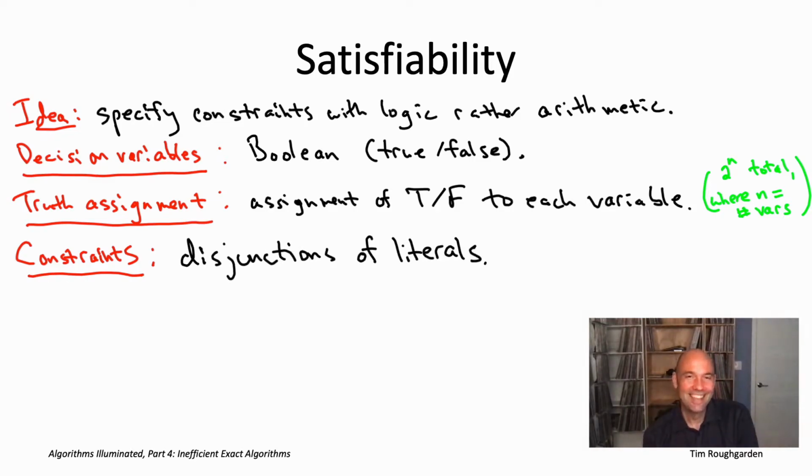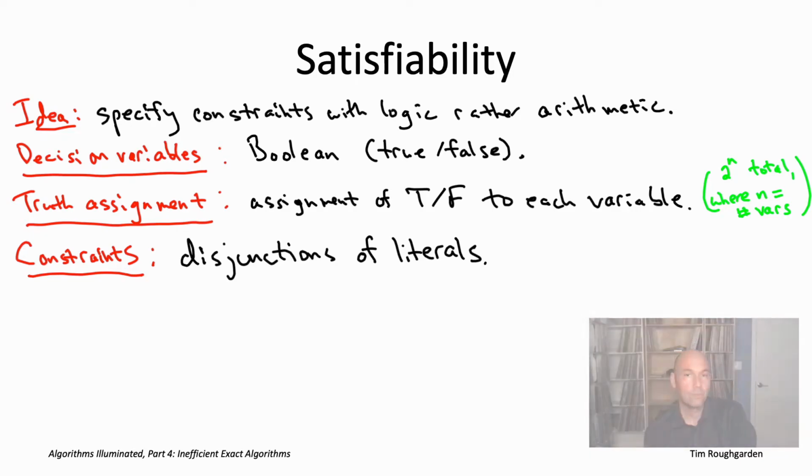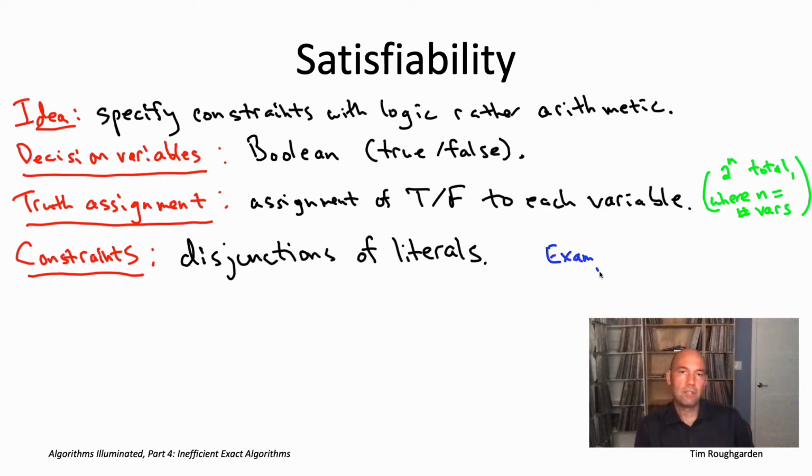What does that mean? A literal is something very simple. It's either a decision variable like xi or the negation of a decision variable, not xi. So there are 2n possible literals if you have n variables. What's a disjunction? A disjunction is just logical or. So x or y is true if and only if at least one of x or y is true. Let me give you an example of a disjunction with 3 literals, x1 or not x2 or x3.